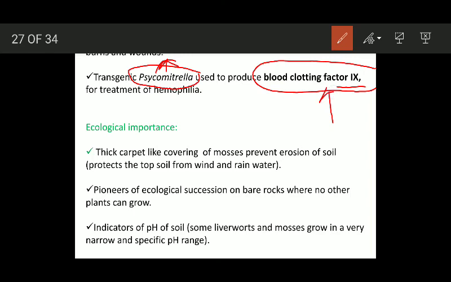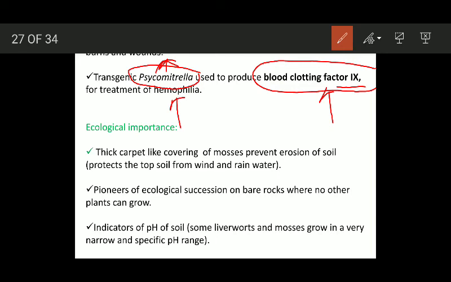I will repeat this one. A transgenic bryophyte, namely Physcomitrella, is used to produce blood clotting factor IX, and this blood clotting factor has been found effective for the treatment of hemophilia.